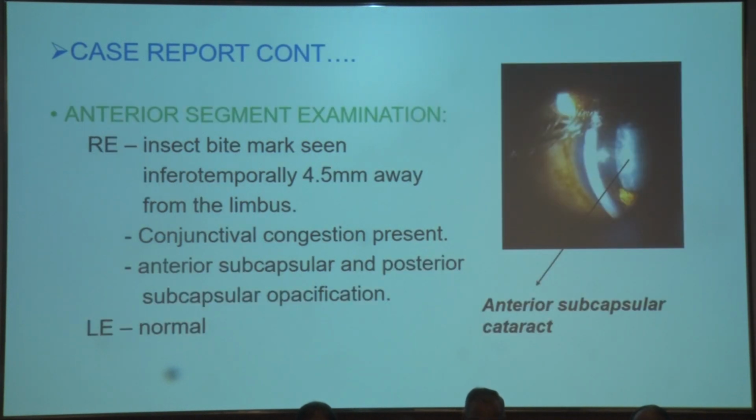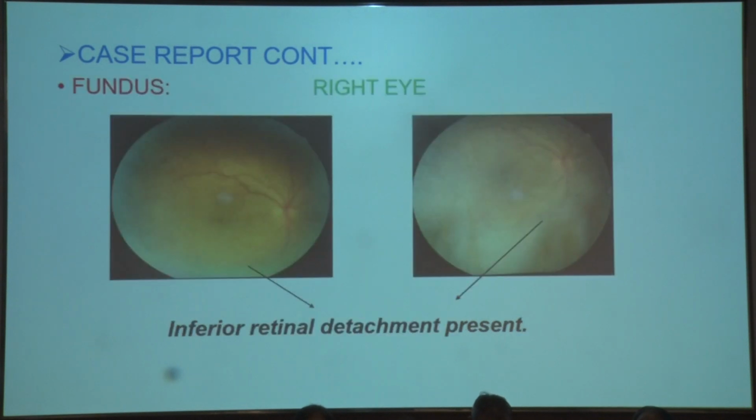On anterior segment examination in the right eye, there is an insect bite mark seen inferotemporally, that is 4.5 mm away from the limbus, and conjunctival congestion is present, and anterior subcapsular and posterior subcapsular opacification is there, and the left eye is normal.